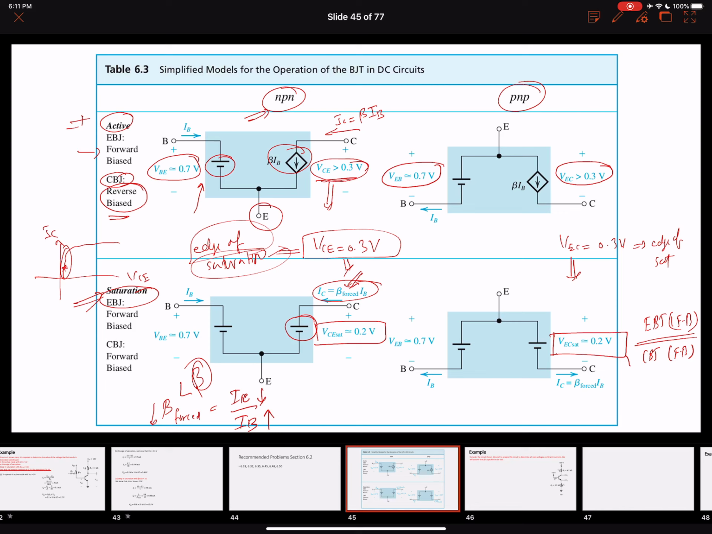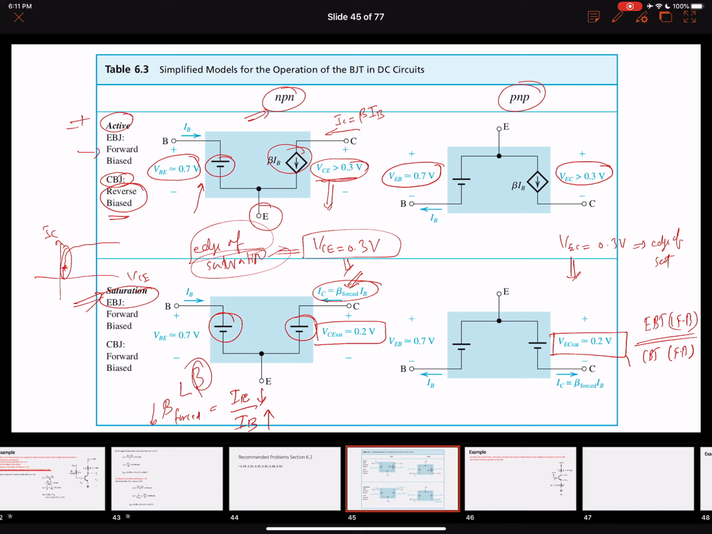So we can use these very simple models of the BJT transistor while operating them in DC circuits. Whether they are in the active mode or the saturation mode, we can replace the emitter to base junction with a constant voltage drop model of 0.7 volts, and in the saturation region we can replace our VCE, the collector to emitter voltage, with 0.2 volts.